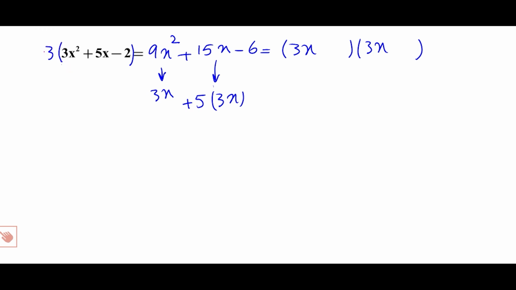The numbers 6 and 1 satisfy this condition, but since their product is negative, one of them must be negative and the other positive, and because their sum is positive, the larger number must be positive and the smaller number must be negative. So 6 is positive and 1 is negative. So we have (3x plus 6) and (3x minus 1).